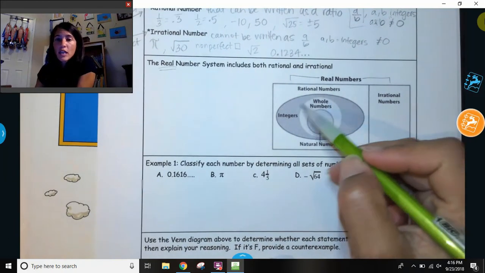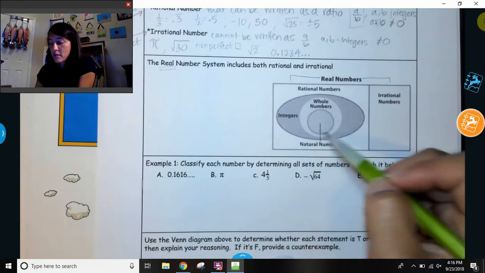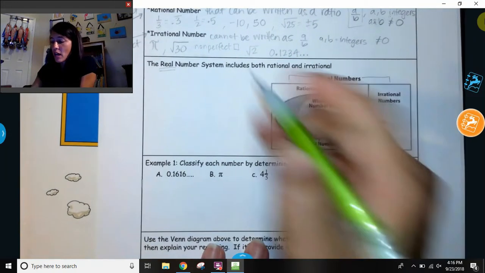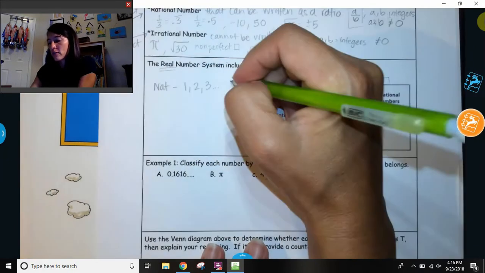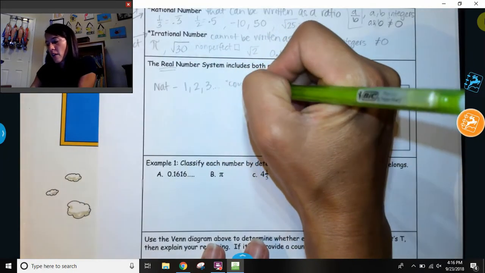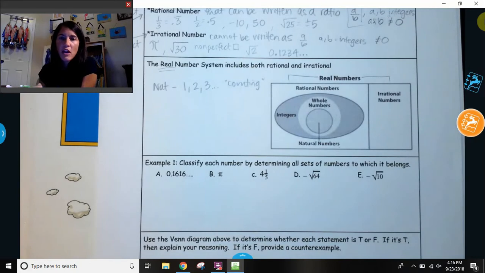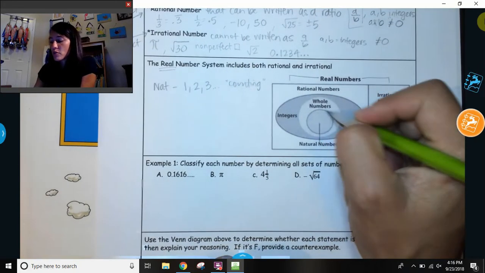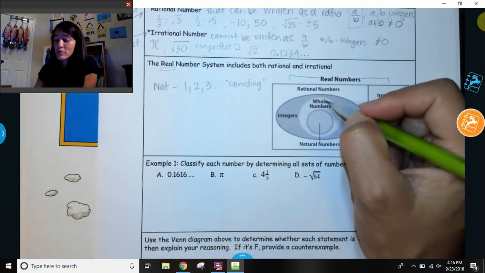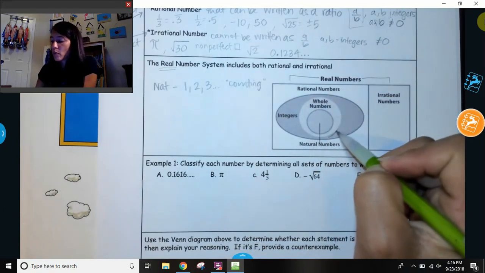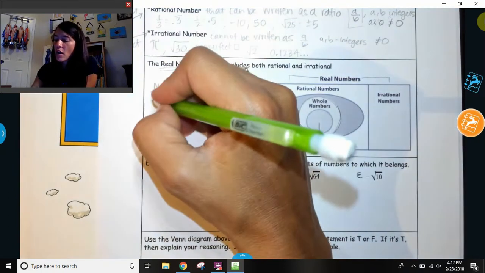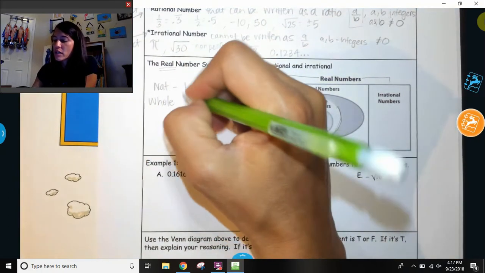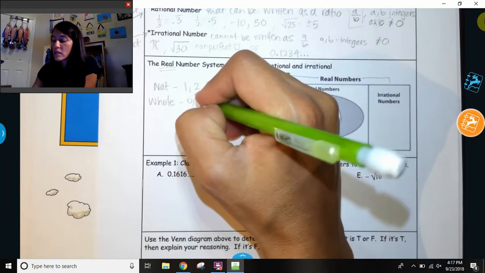Rational numbers include these three subsets. We have natural numbers. Natural numbers are your counting numbers. Sometimes they're called counting numbers because when you learn to count, you always start with 1. Nobody says count and you start at 0. You count with 1. Then whole numbers are the group right after natural numbers. Whole numbers are the counting numbers, or the natural numbers, that include 0.